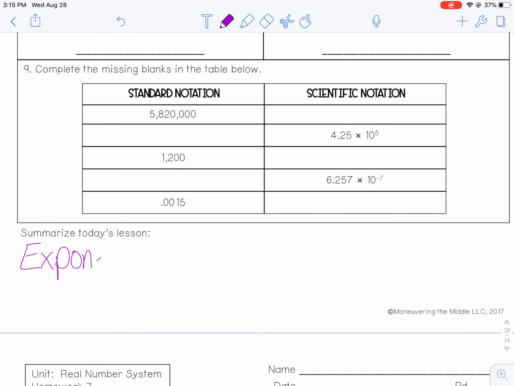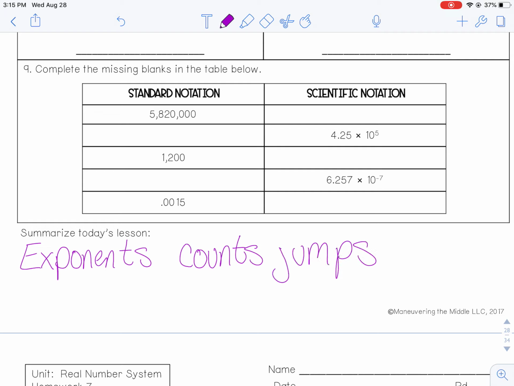My exponent counts jumps. It's either me counting the jumps to move the decimal, or it's my exponent telling me how many jumps I need to make. They count jumps. They do not count how many zeros they have.